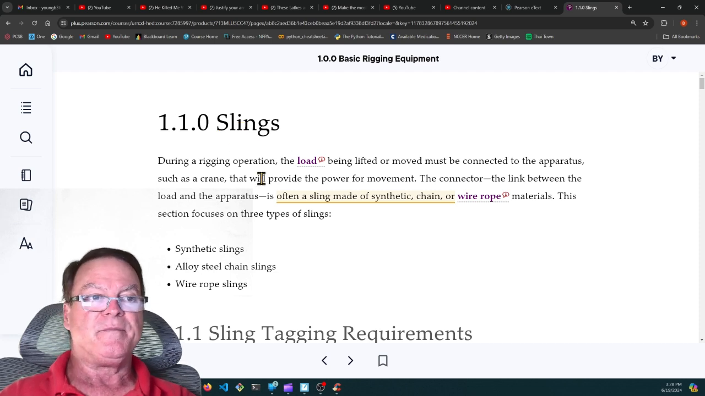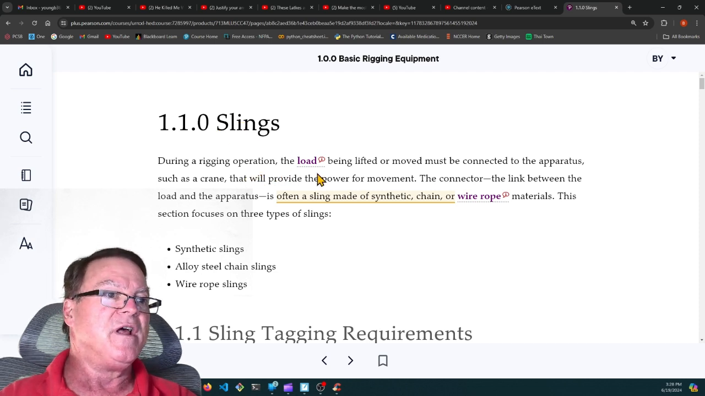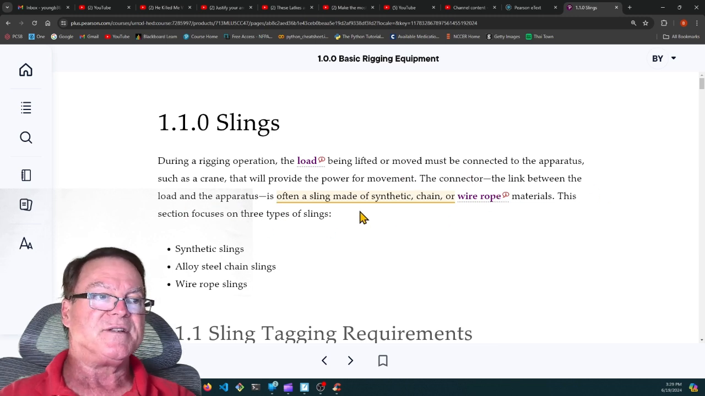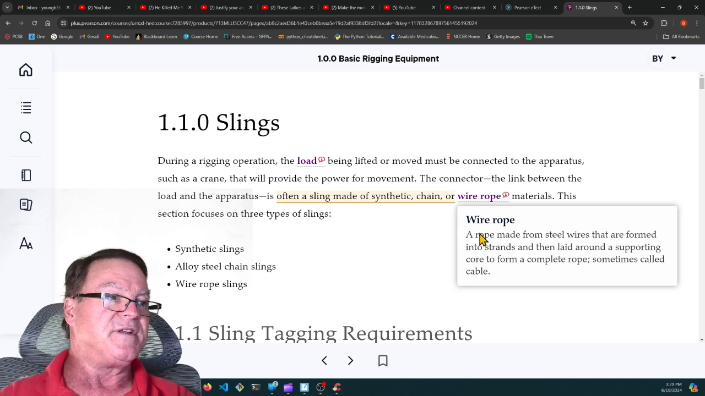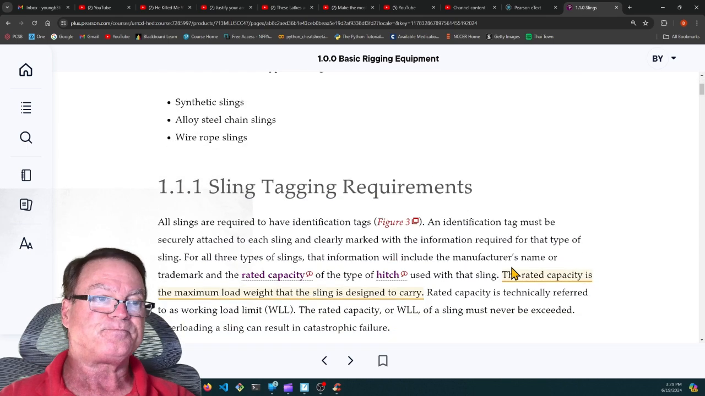1.1.0, Slings. During a rigging operation, the load being lifted or moved must be connected to the apparatus, such as a crane, that will provide the power for movement. The connector, the link between the load and the apparatus, is often a sling made of synthetic, chain, or wire rope materials. And it has a definition here of wire rope: a rope made from steel wires that are formed into strands and then laid around a supporting core to form a complete rope, sometimes called cable.